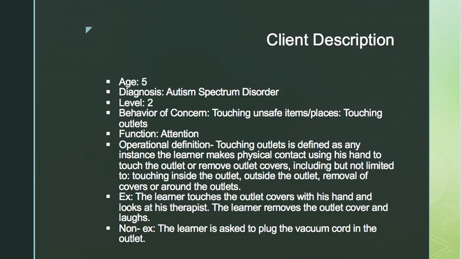So the behavior of concern in this case study is touching unsafe items or places, specifically touching the outlets. So we found that the function of this is attention. So the operational definition is touching outlets is defined as any instance the learner makes physical contact using his hand to touch the outlet or remove outlet covers, including but not limited to touching inside the outlet, outside the outlet, removal of the covers, or around the outlets.